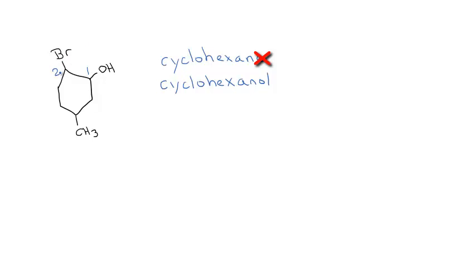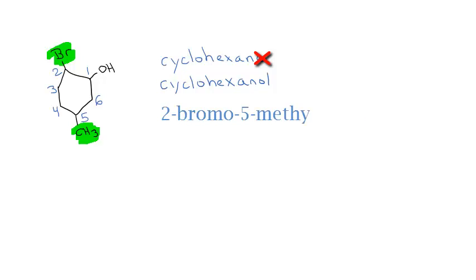Now we just need to number in a direction that gives the other substituents the next lowest possible carbon number. We're going to number our hydroxyl carbon 1, and then to give our next lowest combination for bromine and methyl, we're going to go counterclockwise. So bromine gets carbon 2, and the methyl group gets carbon 5. Preference in naming to bromine, since it's first alphabetically. So in putting the substituents before the parent, we list bromine first. So 2-bromo dash 5-methyl, and then we attach the parent name cyclohexanol.